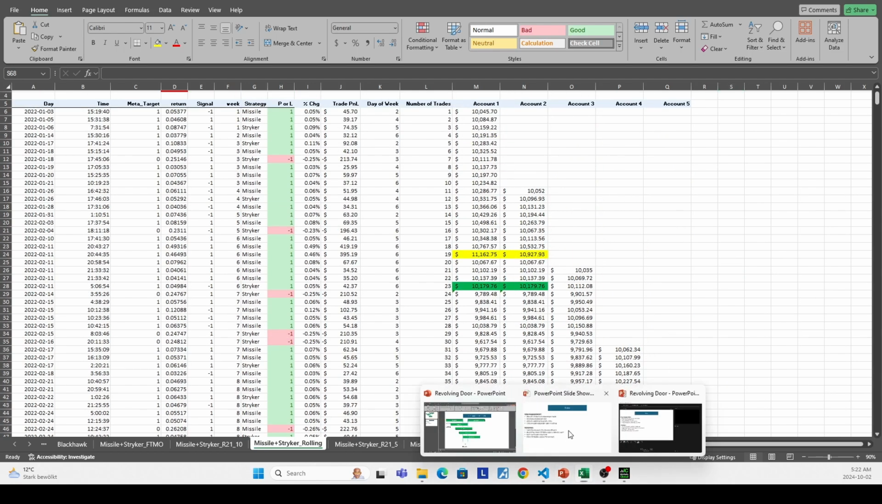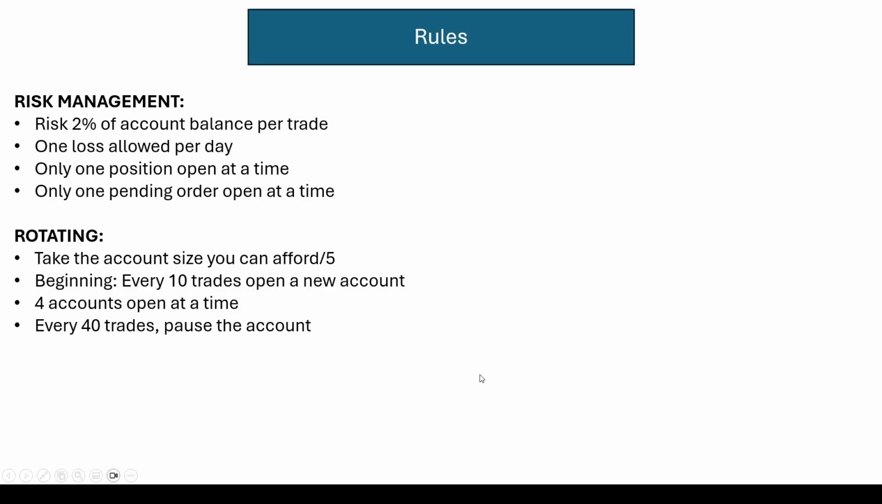So let me just quickly go back to our PowerPoint here to reiterate on the rules. This works fantastically with a very high win rate system.